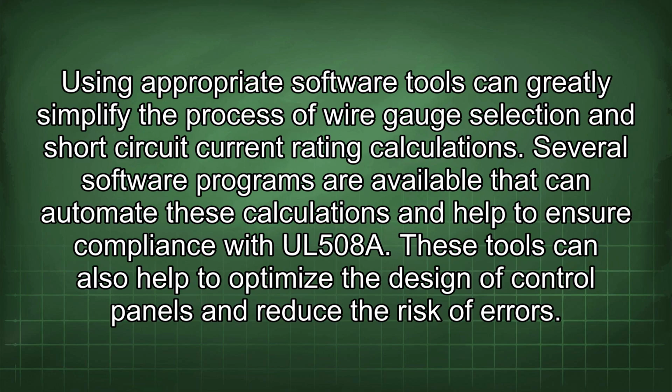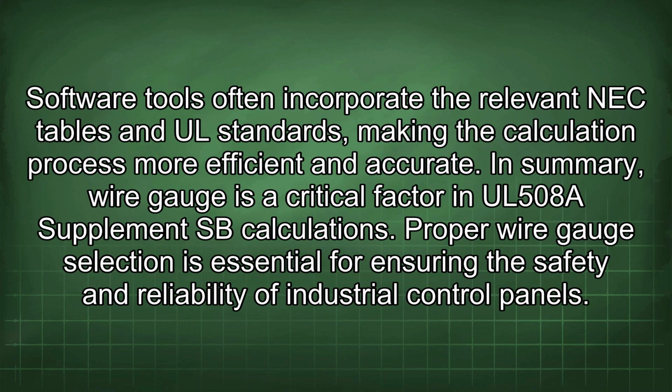Using appropriate software tools can greatly simplify the process of wire gauge selection and short-circuit current rating calculations. Several software programs are available that can automate these calculations and help to ensure compliance with the UL508A. These tools can also help to optimize the design of control panels and reduce the risk of errors. Software tools often incorporate the relevant NEC tables and UL standards, making the calculation process more efficient and accurate.